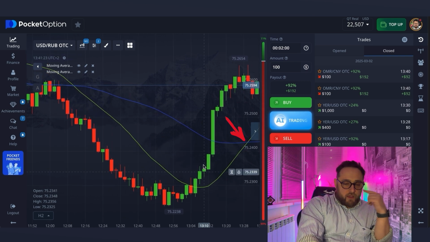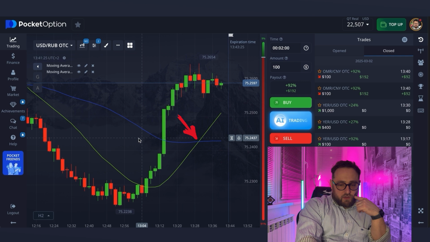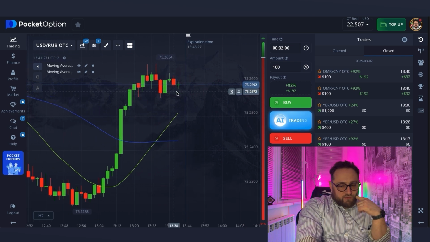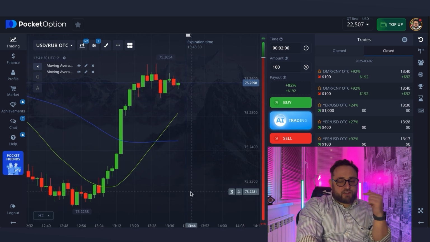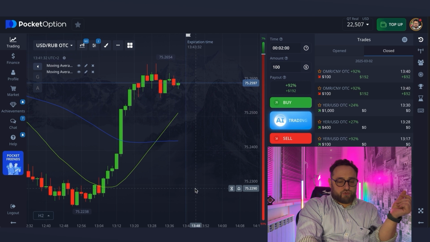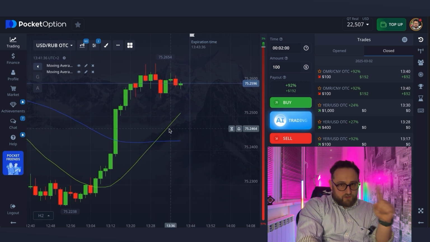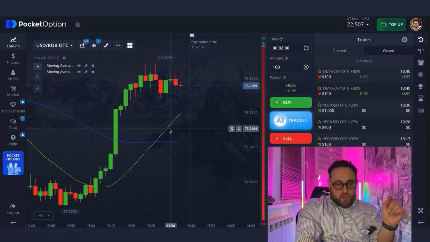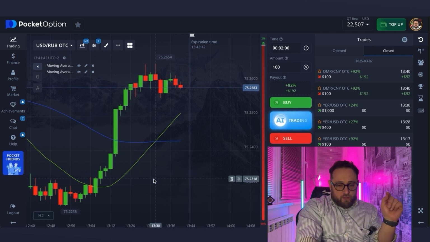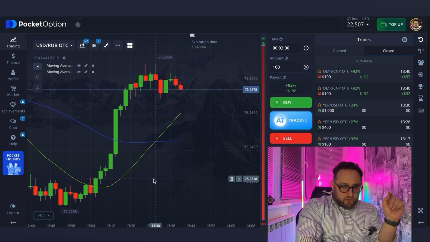Now look here, we have another crossover. It's just a new trend forming. So what the strategy tells us is that this should lead to a new downtrend. But here's the key: don't rush it. Wait a few candles. Right now, we've had how much?